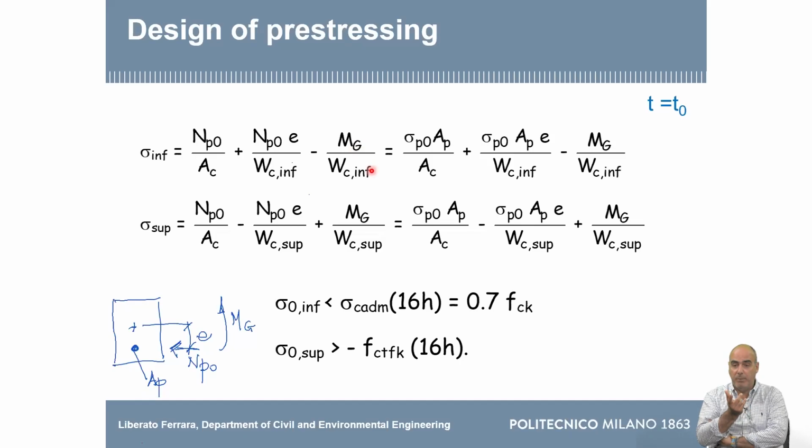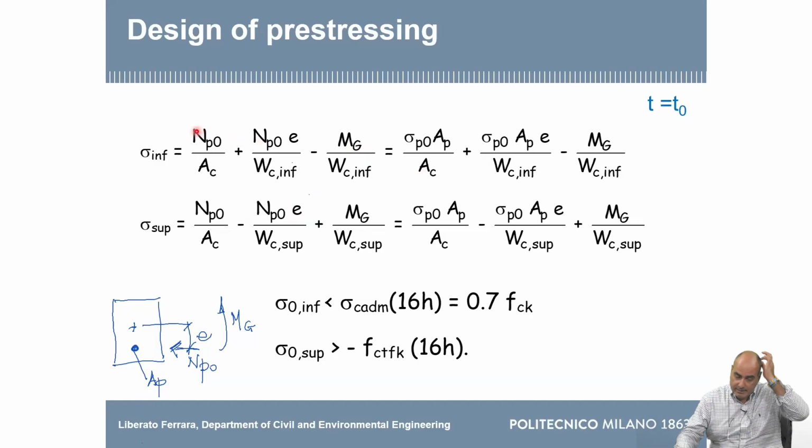For the stress at the top, what changes? The compressive force gives the same contribution because the compressive force is uniform over the cross-section. The moment due to the pre-stressing force on the top gives rise to tensile stresses. And the moment due to self-weight gives rise to compressive stresses. And you see that the sign here changes. This is minus, this is plus. What else changes? The flexural moduli, because they are calculated for the top part of the cross-section. So these are two very, very simple equations.